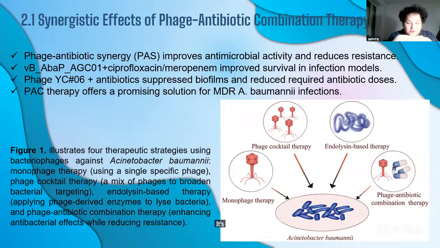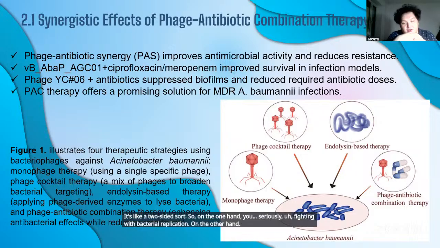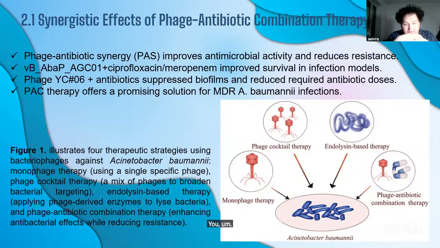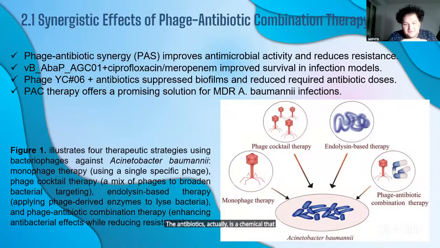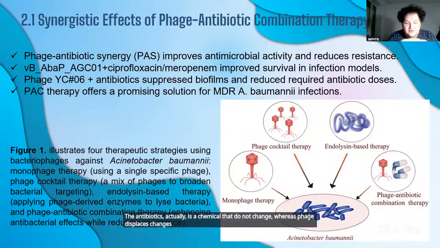It's like a two-sided sword. So on the one hand, you are seriously fighting bacterial replication. On the other hand, you are making the resistance capacities or potential of the bacteria quite weaker, because there is nothing to be adapted to. The antibiotic is actually a chemical that does not change, whereas phages change, and they do have this potential, and bacteria cannot fight two threats simultaneously.